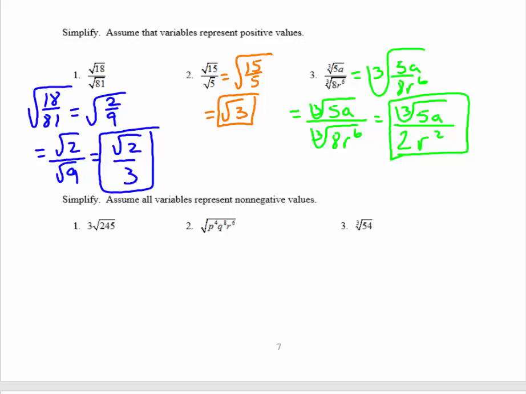Simplify. Assume all variables represent non-negative values. So these problems below are going to be ones that not everything always comes out. So we're going to either need to do a factor tree or know our squares or our cubes really well.